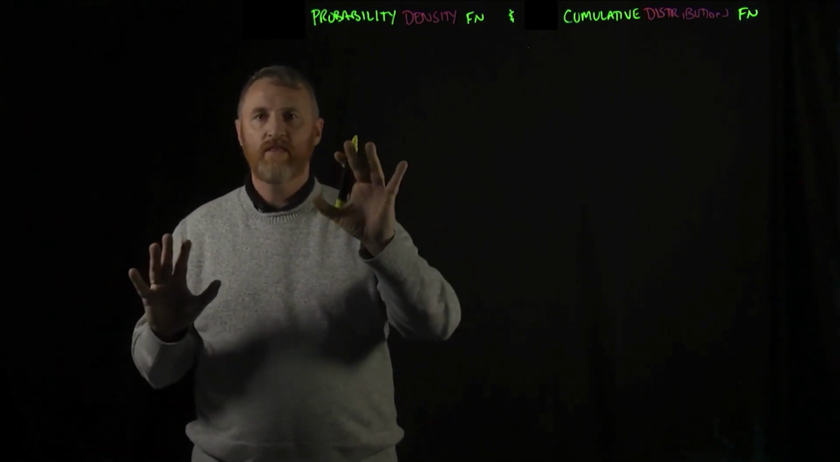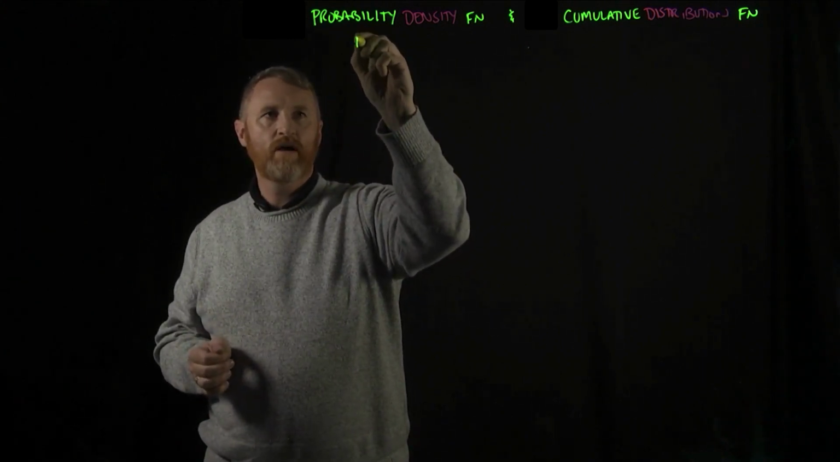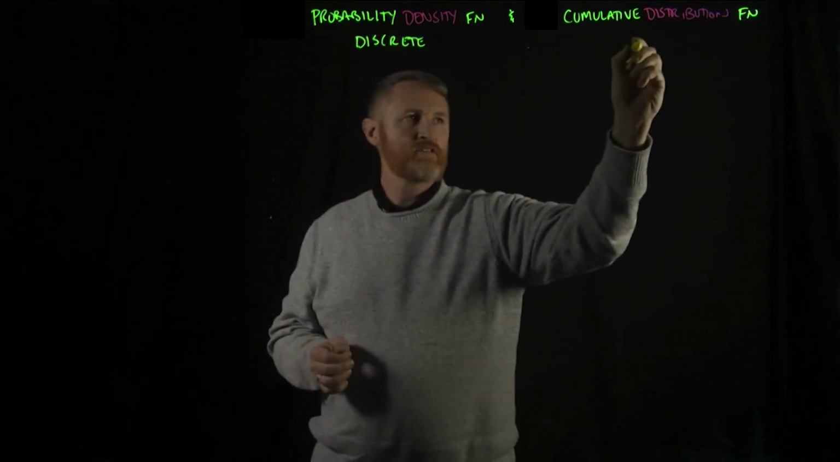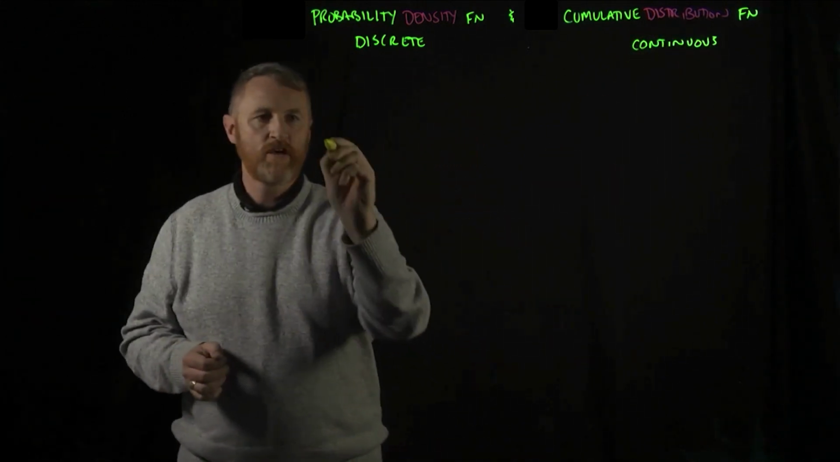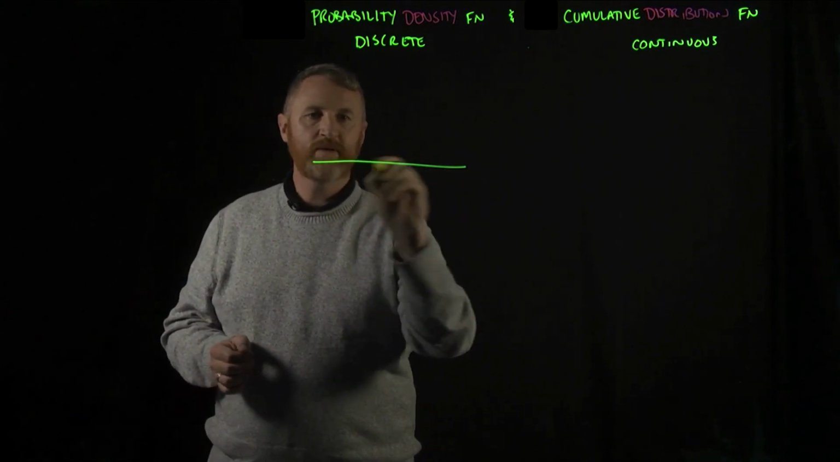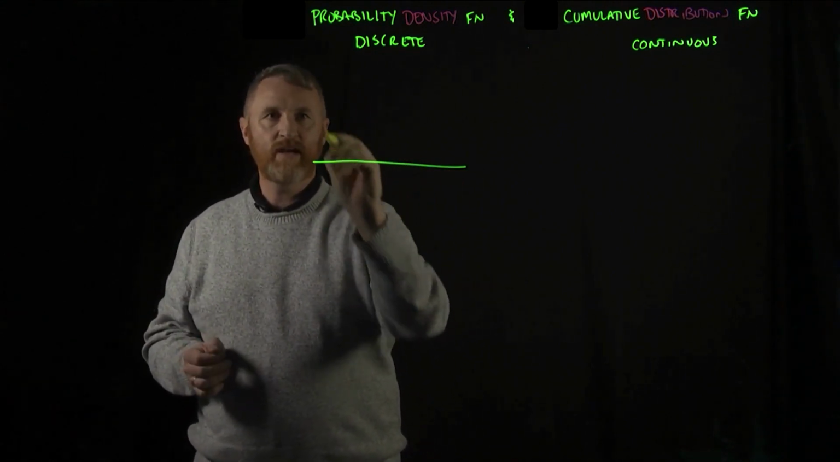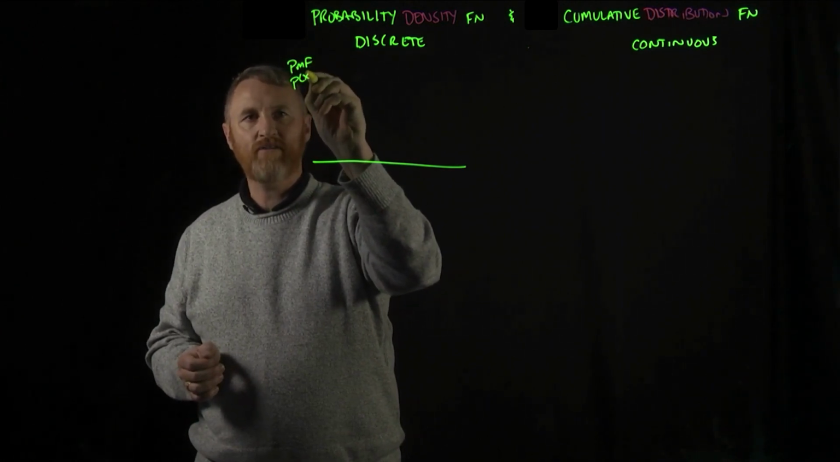So with the discrete, we're going to use this side here for discrete, and we're going to use this for continuous, right? Just so you see the difference. So let's start with the idea of a probability mass function, right? So a PMF, or P of x, right?